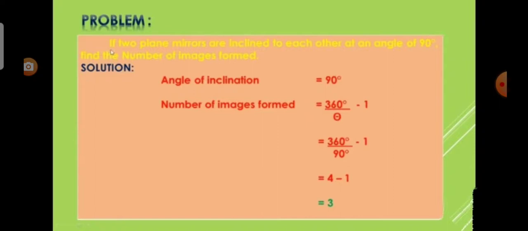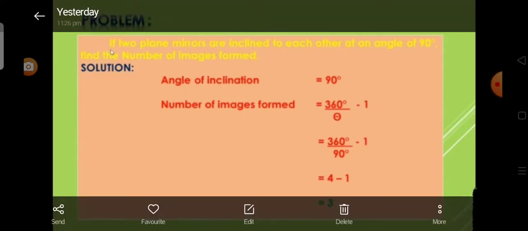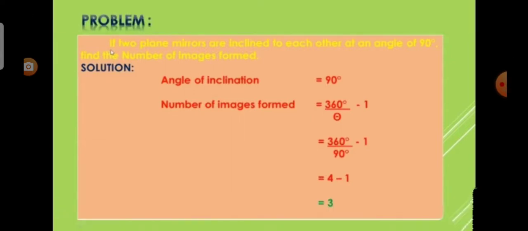Now we see the problem. If two plane mirrors are inclined to each other at an angle of 90 degrees, find the number of images formed. So the solution: the angle of inclination is equal to 90 degrees. The formula is number of images formed equals 360 degrees by theta minus 1. So that is equal to 360 degrees divided by 90 degrees minus 1, that is equal to 4 minus 1, so the answer is 3.